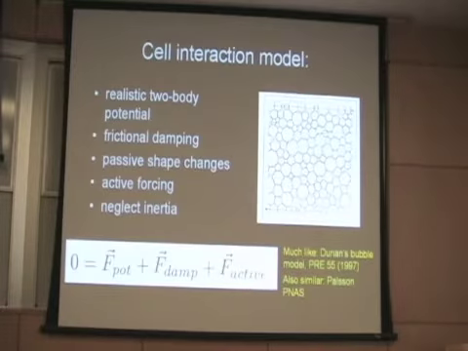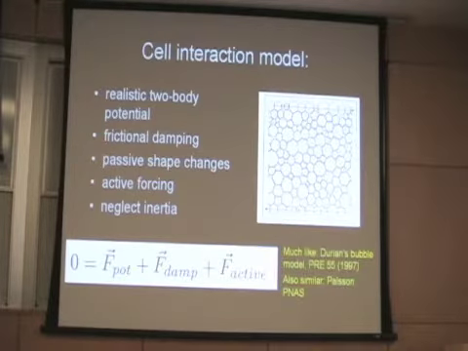And so the model that we developed is a cell interaction model. We talk about the cell center of mass, and they interact via a two-body potential, which I'll talk about in a minute. There's also dissipation through frictional damping. The shape changes in this model are passive, which means that the cells change their shape based on their interactions with their neighbors. Where the active processes come in this model is through the active forcing, and I'll talk about that. Also we'll neglect inertia, so that we have an equation for the motion of each cell, which is basically the sum of a potential, a damping, and an active force.